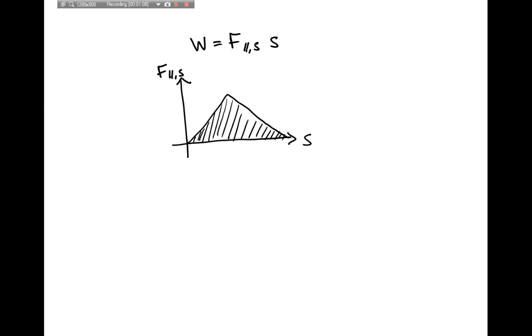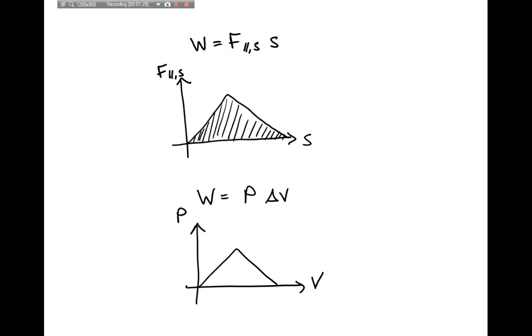Similarly, we now have that the work that is done by a gas is equal to pressure times change in volume. So this is just like force times displacement, where our force is now the pressure and displacement is replaced by the change in the volume. So if we plot the pressure versus volume for a gas, the area underneath this graph would tell us the work that is done by the gas.